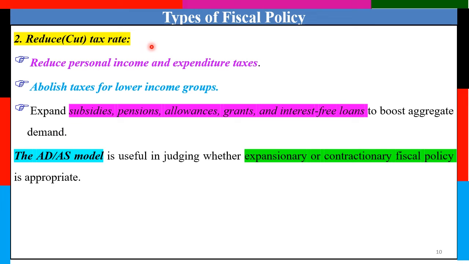A decrease in tax means the income of an individual is increasing. Income increasing means consumption is increasing. Consumption is increasing means aggregate demand is increasing, because consumption is an element of aggregate demand. This is another way to stimulate what? The aggregate demand. The aggregate demand or aggregate supply model is useful in judging whether the expansionary or contractionary fiscal policy is appropriate. This is also an important point.